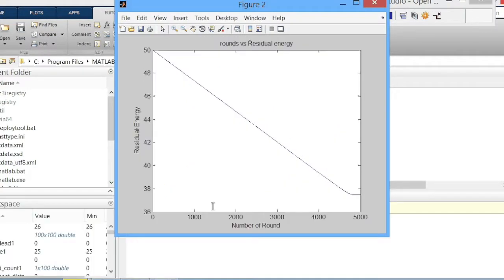And this is the graph for residual energy versus the number of rounds that we have taken. So we have taken 5000 rounds, and this is the residual energy, that is the remaining energy, for the single chain protocol. It shows that on reaching almost 5000 rounds, the residual energy is constant and it becomes 38 joules.